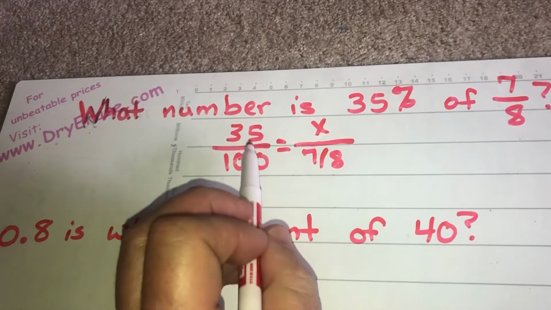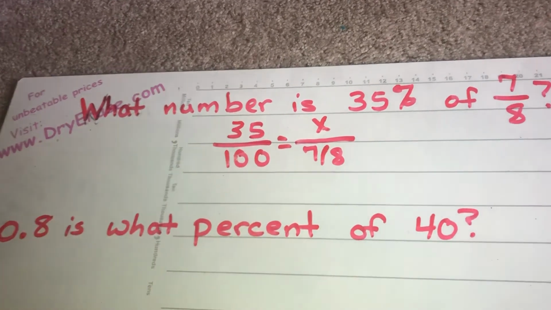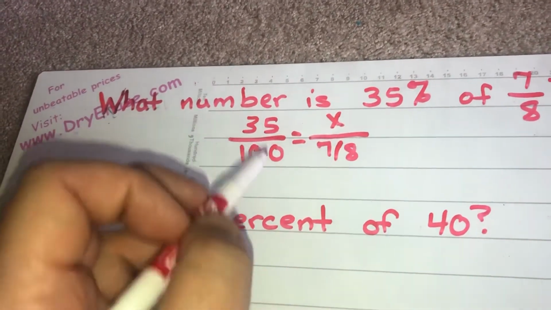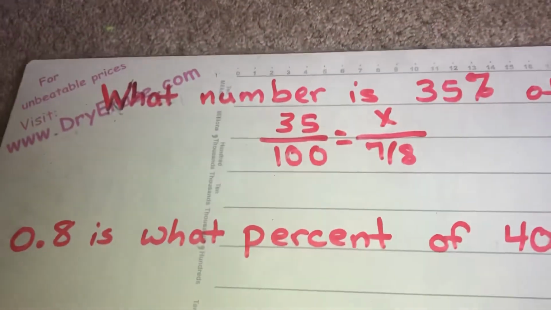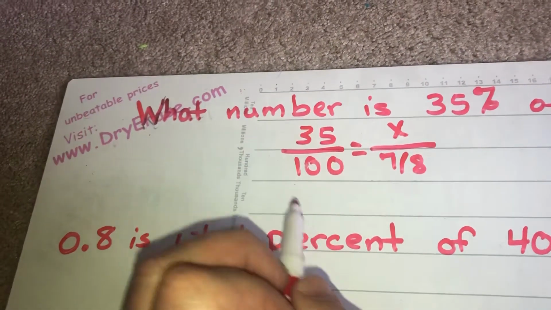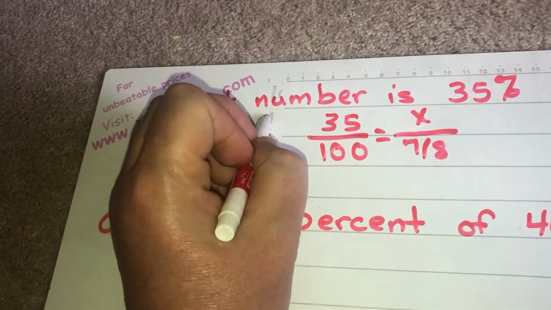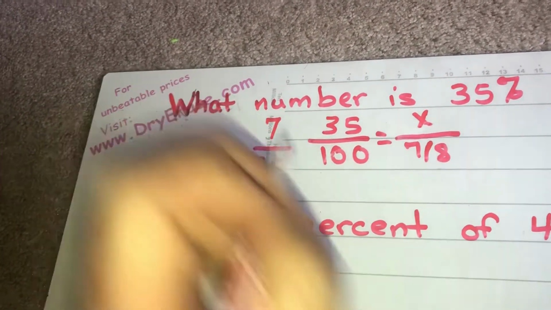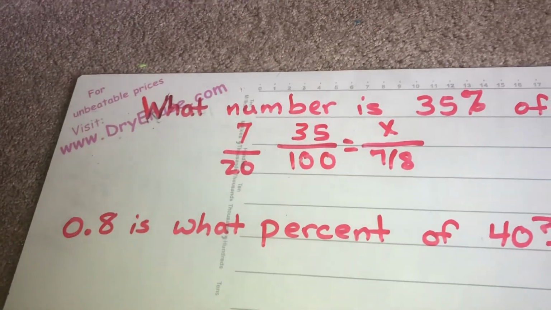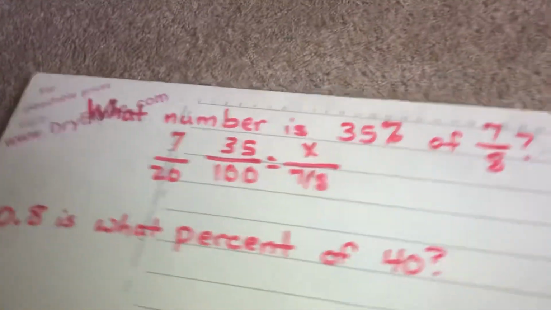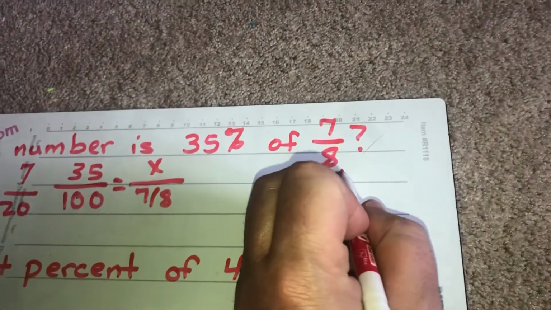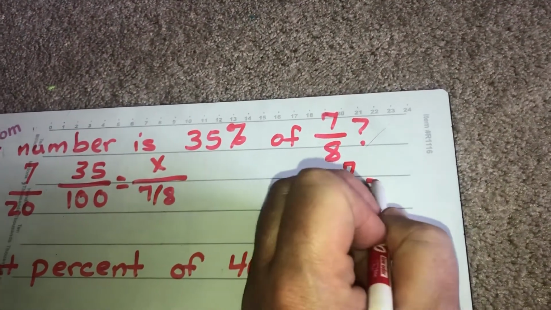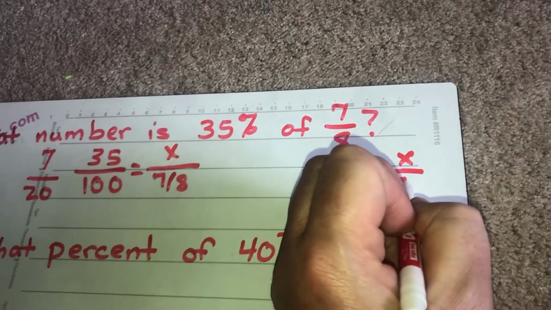I want to simplify this. This ends in 5, this ends in 0. So as a 7th grader, you should realize that that is going to be divisible by 5. 35 divided by 5 is 7. 100 divided by 5 is going to work out to be 20. So I end up with 7 over 20. So if I come over here, now I've got 7 over 20 equals x over 7/8.